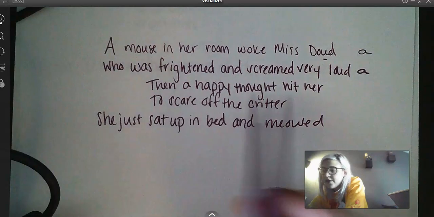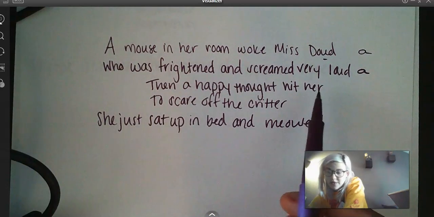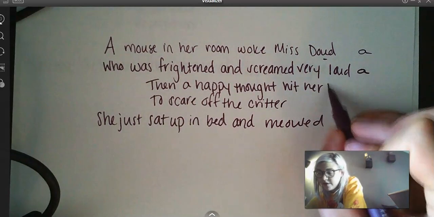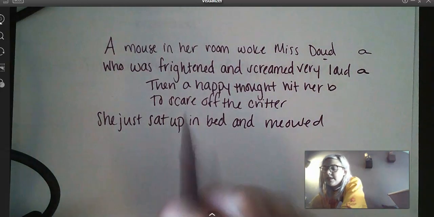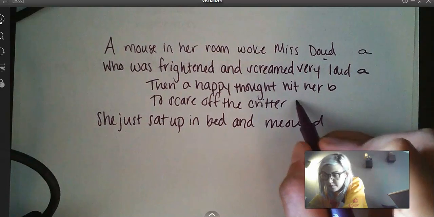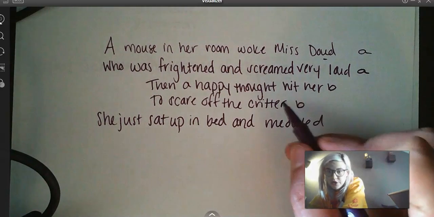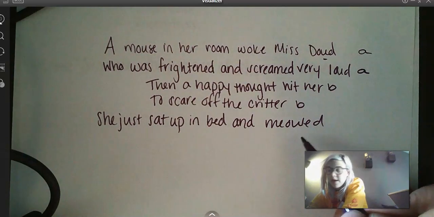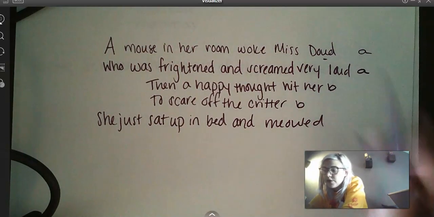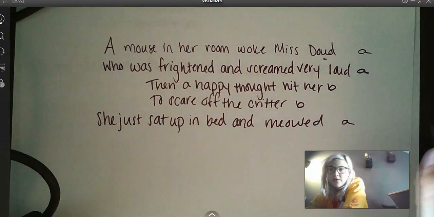Then a happy thought hit her. That does not rhyme with loud, so we're going to give that a new letter. So that'll be B. We're just literally going in the order of the alphabet. To scare off the critter, B, because that rhymes with hitter, critter. She just sat up in bed and meowed. So meowed rhymes with loud and Dowd, so we are putting an A there, okay?